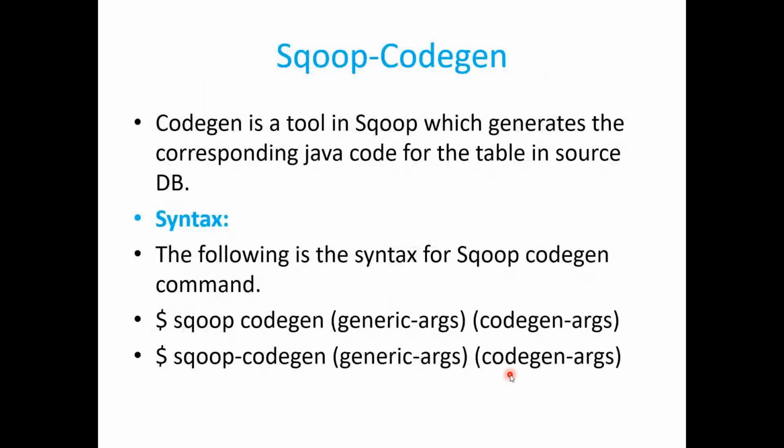So we spoke about codegen, right? Codegen is a tool automatically used by Sqoop import. Whenever you perform an import operation, the codegen tool is automatically used. It will generate the corresponding Java code for the table in the source database. Whichever table you are trying to import, the respective Java code is generated and taken care of automatically. You don't need to run this manually. Whenever you perform Sqoop import, codegen is called automatically and generates the Java code for you.